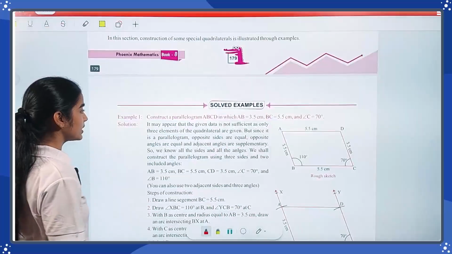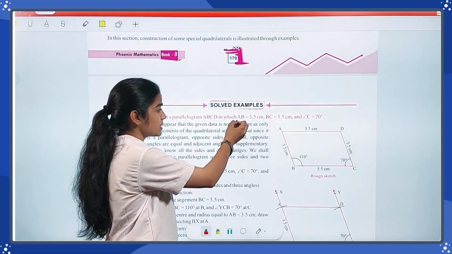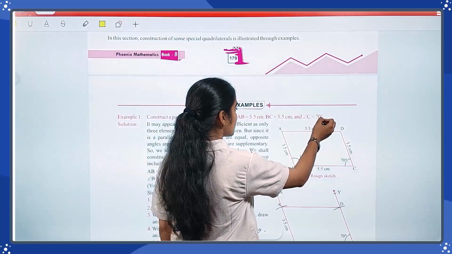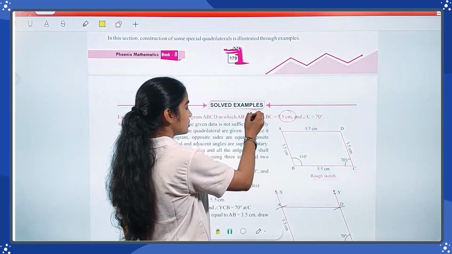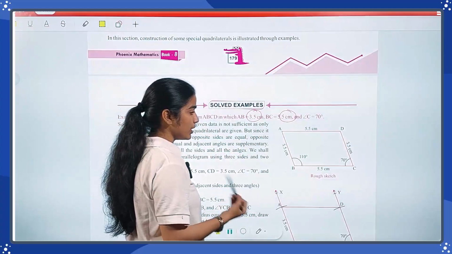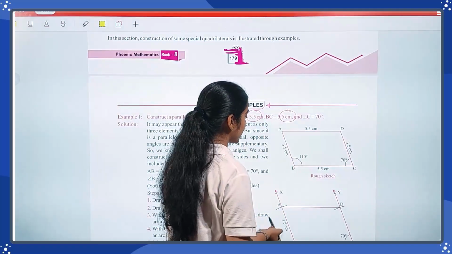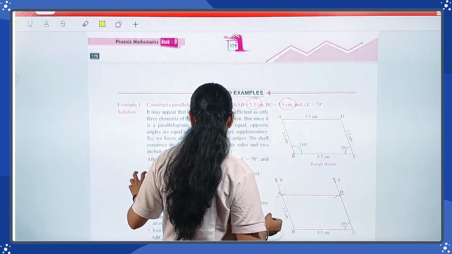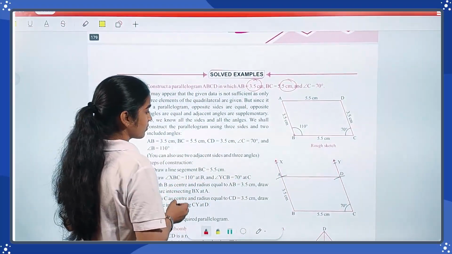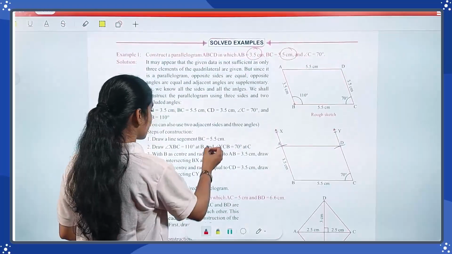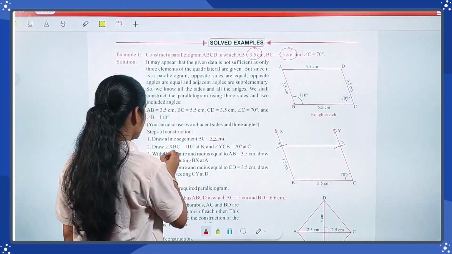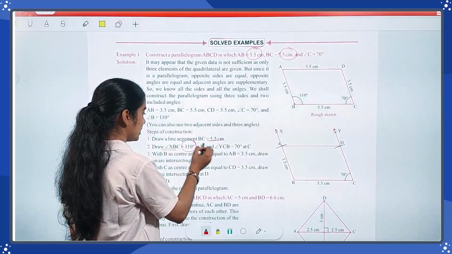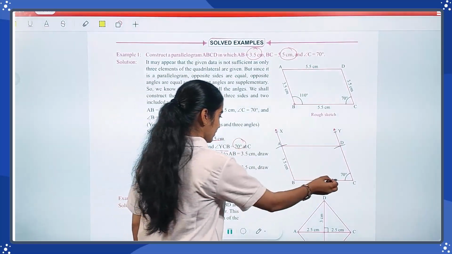In special quadrilaterals, construct a parallelogram ABCD in which AB is equal to 3.5, BC is equal to 5.5 and angle C is equal to 70 degrees, which means opposite sides are equal to each other. It is an example of a parallelogram. So BC is 5.5 centimeter. First, draw a line segment BC of 5.5 centimeter, and draw angle XBC, which is 110 degrees, so angle CB is 70 degrees.